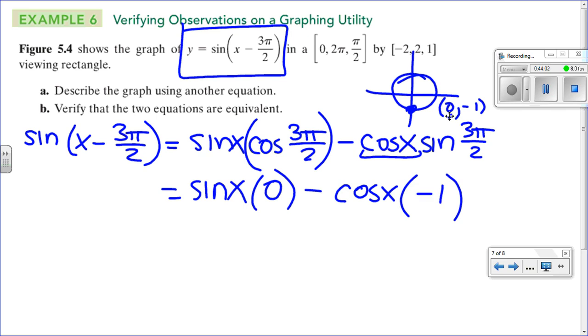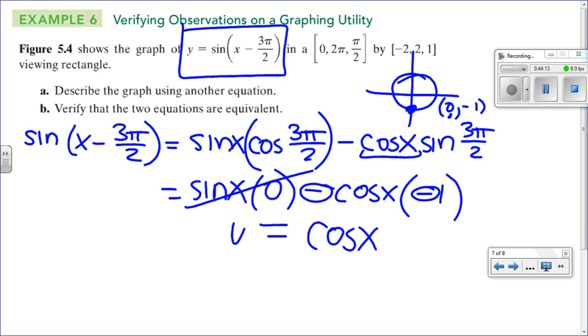Okay, so what is sine x times 0? Just 0. And what is negative cosine x times negative 1? Cosine of x. So the graph of cosine x is the same as that graph right there. It's just like the sine graph shifted 3 pi over 2 units to the right.